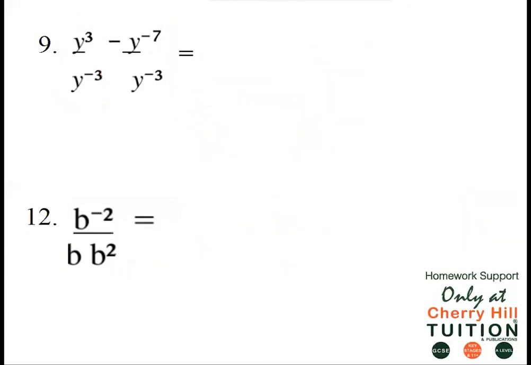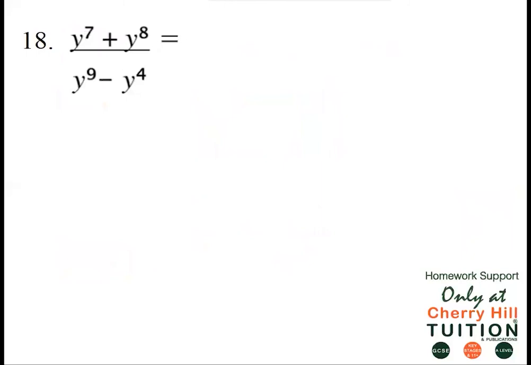Okay. Question 18, we have y to the power of 7 plus y to the power of 8 divided by y to the power of 9 minus y to the power of 4. So this question is a little bit different. We have 4 base numbers that are all the same, and we have 4 different powers. Now, we cannot simplify the numerator or the denominator because the numerator powers are different and the denominator powers are different. They are not like terms, so we cannot simplify this.